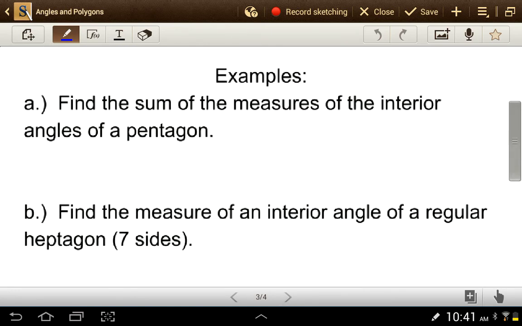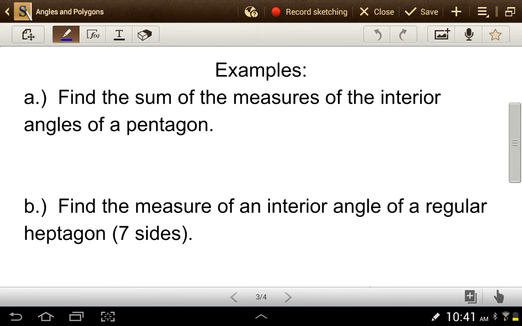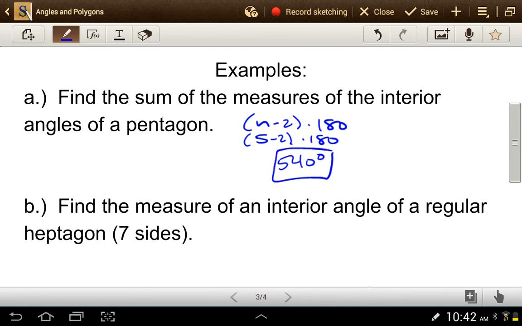Okay, let's do some examples. In our first example, I want you to find the sum of the measures of the interior angles of a pentagon. Well, a pentagon has 5 sides, so I'm going to use my formula, n minus 2 times 180. Yes, we need to show our work. So then I'm going to do 5 minus 2 times 180. You can use your calculator. And 3 times 180 is 540. So this would be 540 degrees. So all pentagons add up to 540 degrees.